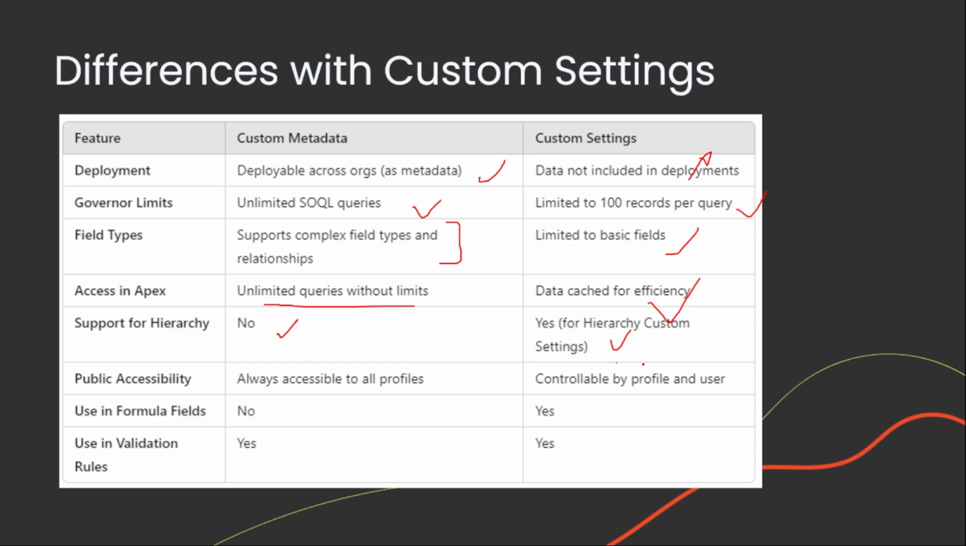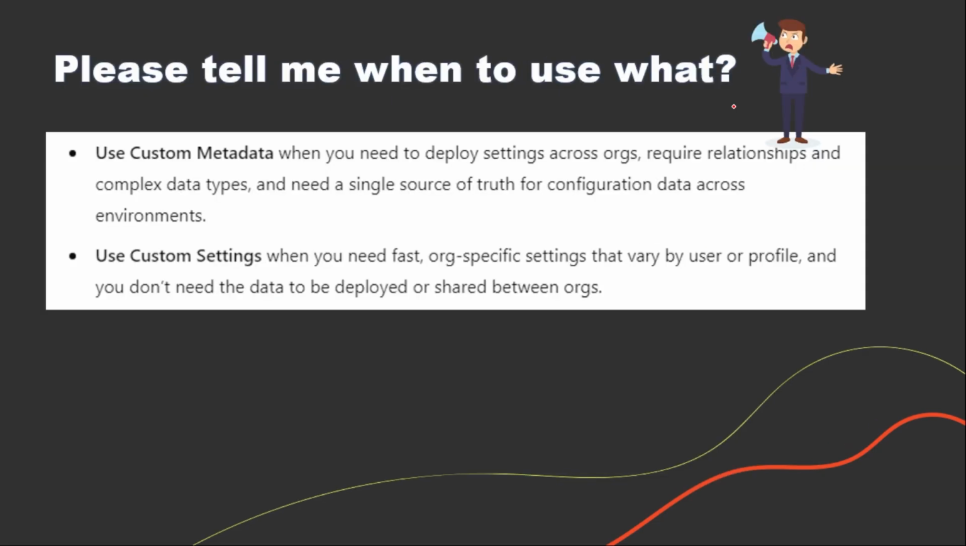So again, you can refer to my old video of custom settings where I have gone through custom settings, hierarchy custom settings, and how to create them. Public accessibility: custom metadata is always accessible to all the profiles, while custom settings are controllable by profile and user. Again, you can go ahead and check my custom settings video on it. Use in formula fields: no, you cannot use custom metadata in formula fields, but custom settings you can use. Use in validation rules: you can use both of them in validation rules, right? So these are some of the key differences between custom metadata and custom settings.